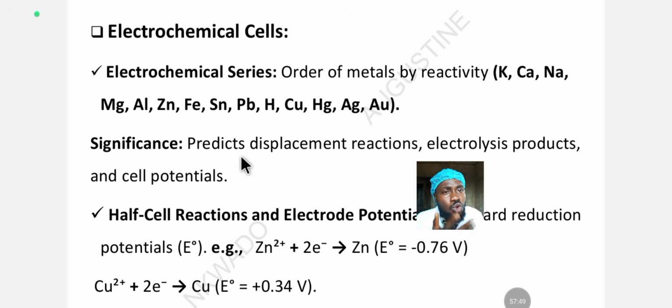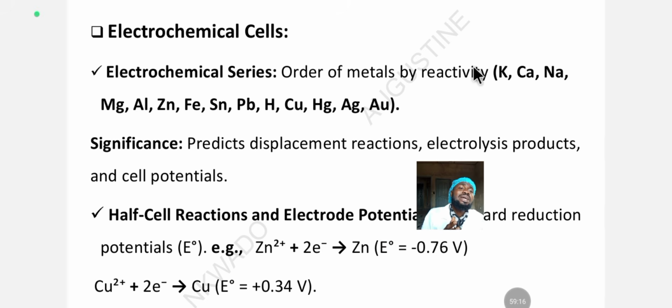It helps us to predict displacement reactions. Yes, that's number 1. What is a displacement reaction? A displacement reaction is a reaction whereby two salts react, or one salt and an acid react, and one displaces the other and takes its position. This electrochemical series determines which metal will take the position of the less reactive metal.